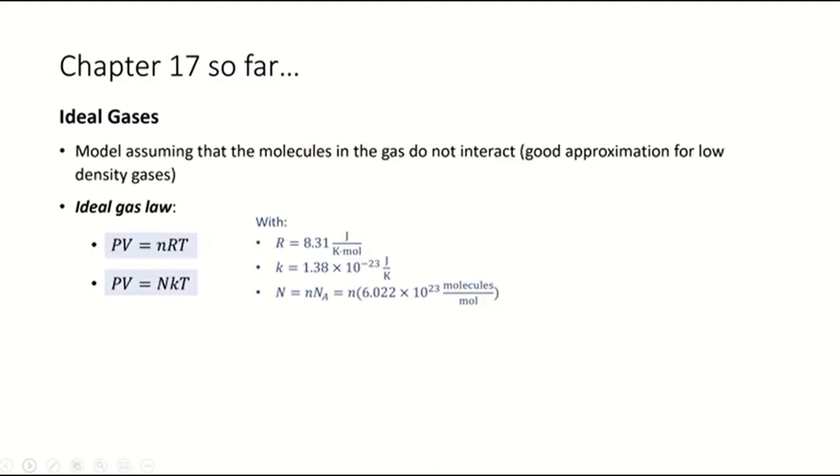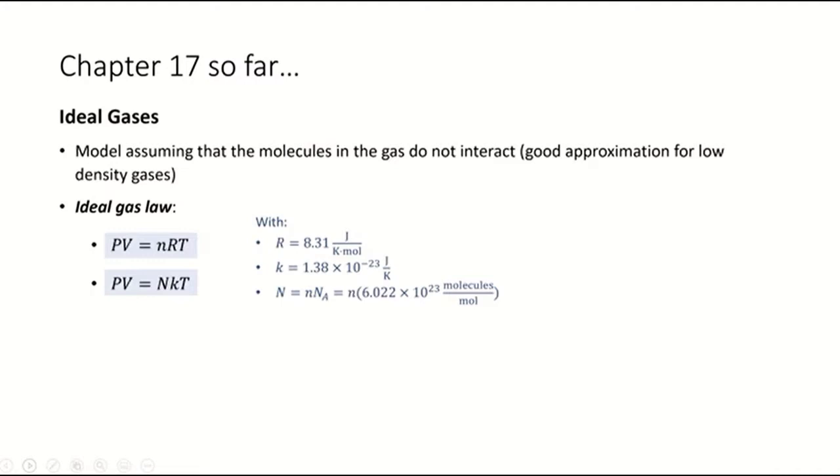PV is equal to little n RT, where little n is the number of moles in a substance, and R is the ideal gas law constant, 8.31 joules per Kelvin per mole. The second form of the ideal gas law is PV is equal to capital N KT, where capital N is the number of molecules in your system, and K is the Boltzmann constant, 1.38 times 10 to the minus 23rd joules per Kelvin.